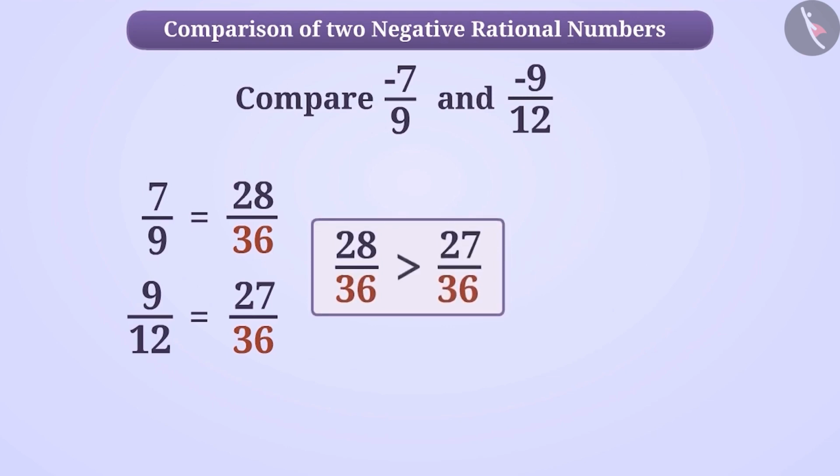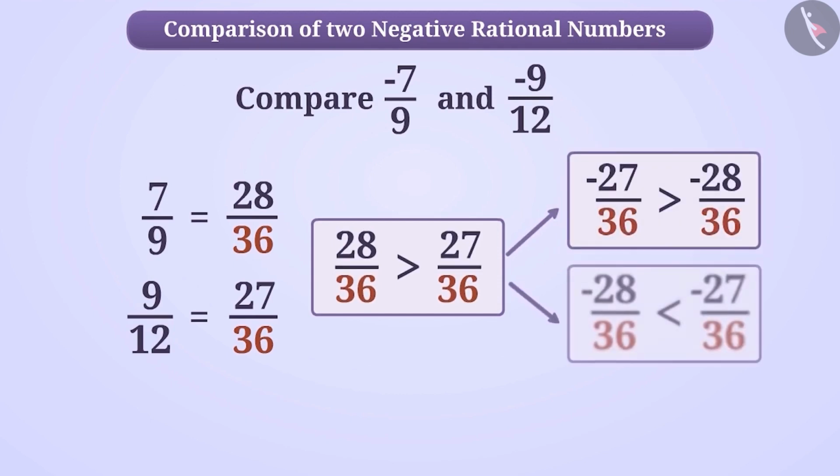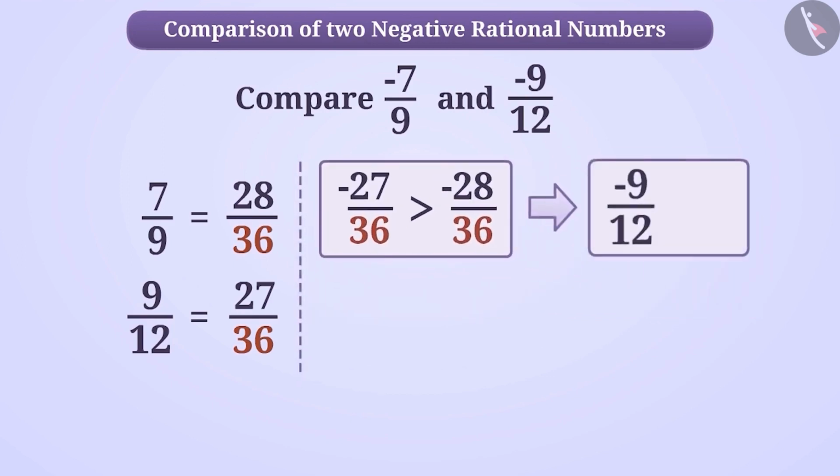If we write negative signs with both, then we will need to either interchange their order or use the sign that is opposite of the comparison sign. By changing the order, we will get minus 27 by 36 is a greater rational number than minus 28 by 36. That means minus 9 by 12 is a greater rational number than minus 7 by 9.